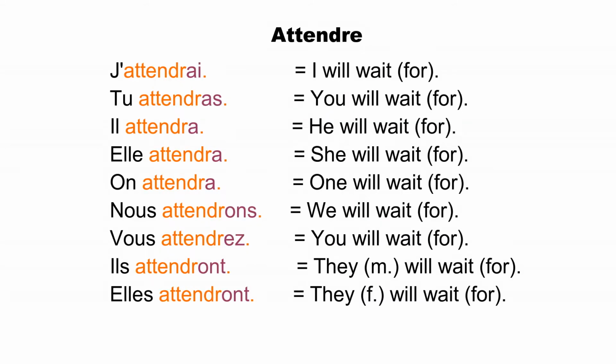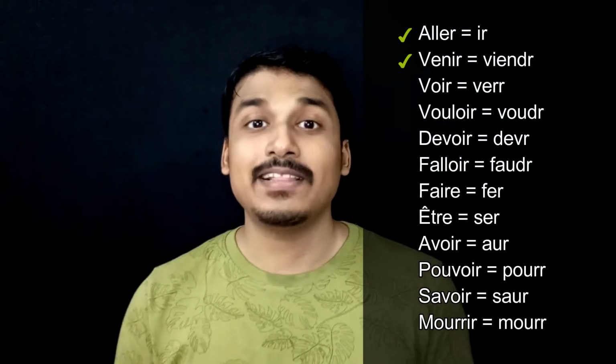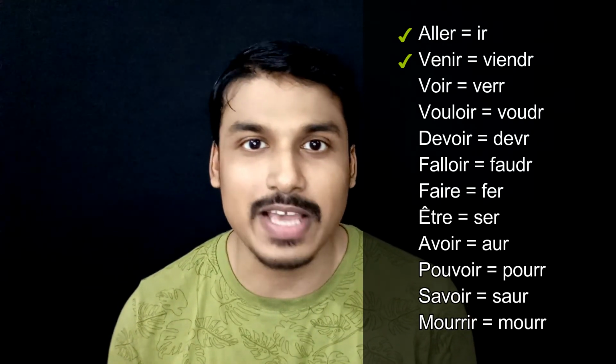J'atteindrai means I will wait. Tu atteindras means you will wait, and so on. Futur simple is the simple future tense in English. For the rest of the verbs which are from the list which I have shown to you, let's take aller and venir and conjugate them in futur simple.